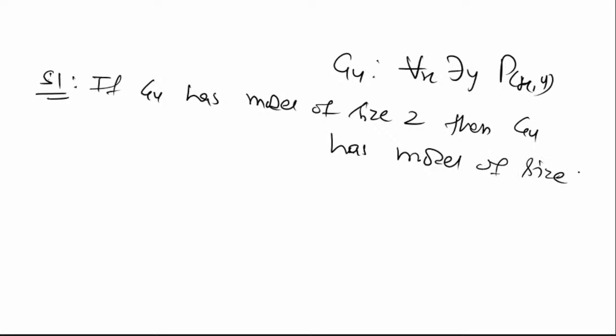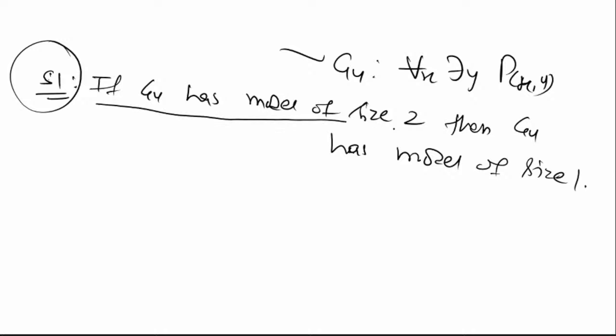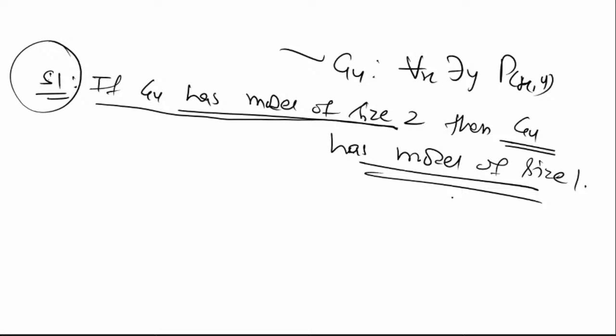Consider this statement. This is our statement that we want to prove or disprove. Remember, this G4 is given to you, and for this G4, this is our statement that we want to look at. If G4 has a model of size 2, let's assume this is the information that is given to you, that G4 has a model of size 2, then G4 will have a model of size 1. Can we guarantee this? See, this implication statement is false.